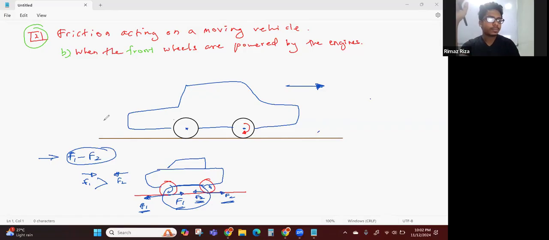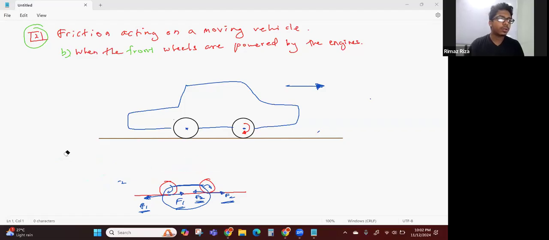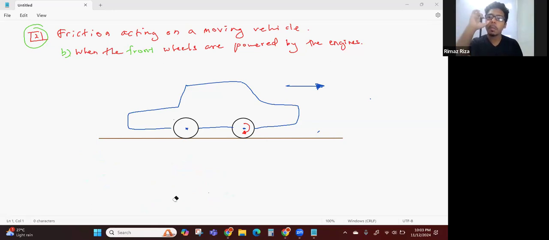Hirosh, did I answer your question? Okay. And please mark the forces and send me quickly. They're all in the same plane, but two of the forces are acting on the ground and two of the forces are acting on the wheels. Right?